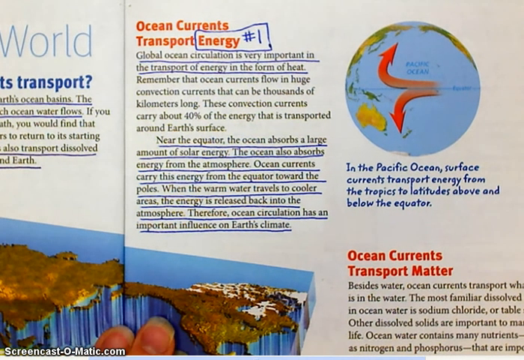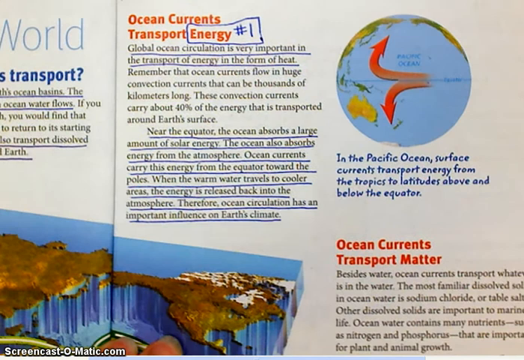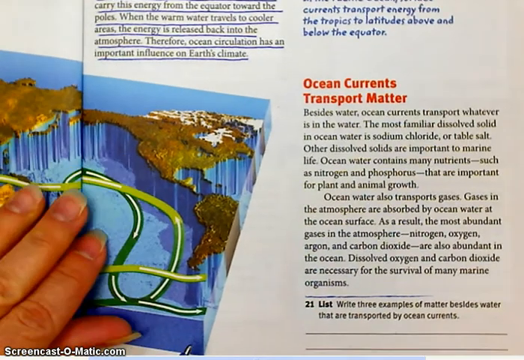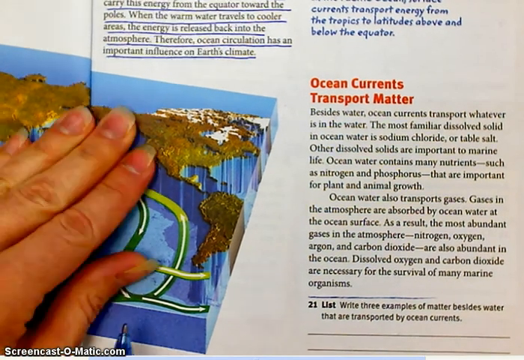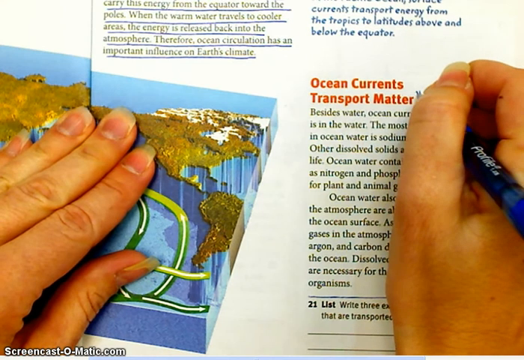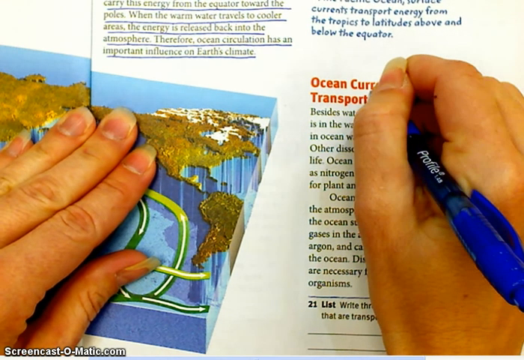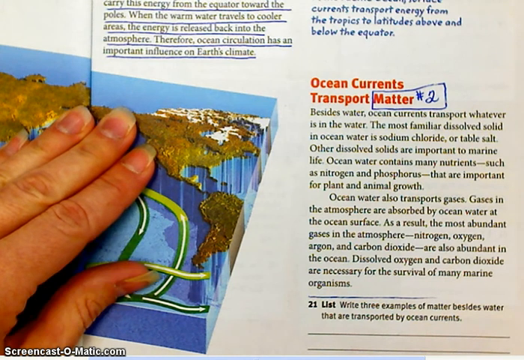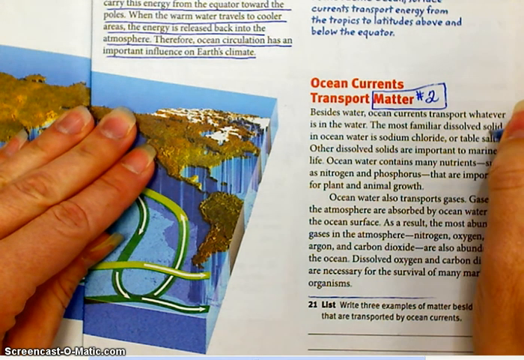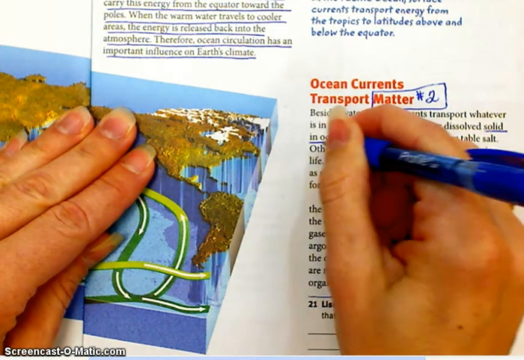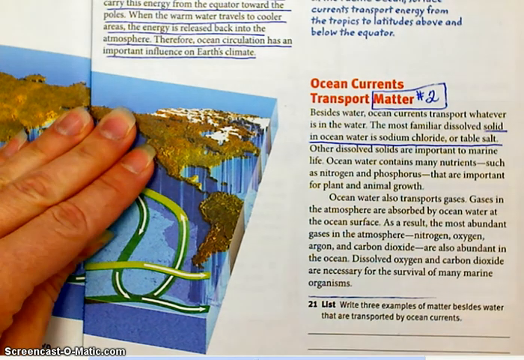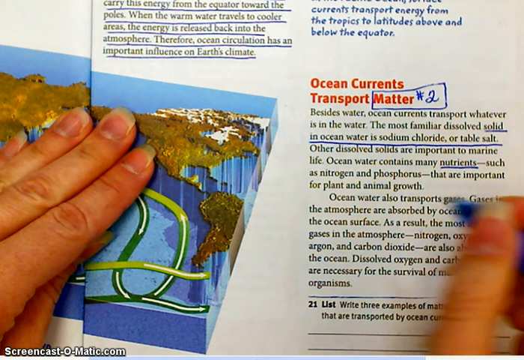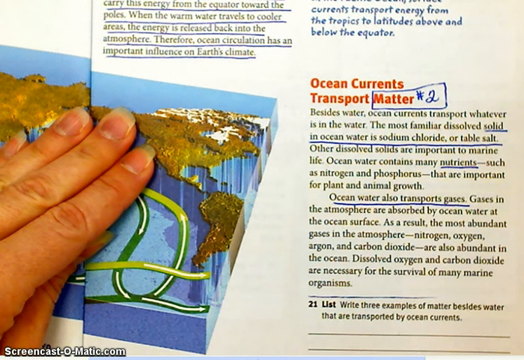Okay, so ocean currents transport energy, but ocean currents also transport matter. Okay, and that means just whatever is contained in the water. A lot of it is dissolved in ocean water, for instance, salt, okay, other nutrients, nitrogen, phosphorus, things like that. Ocean water also transports gases.